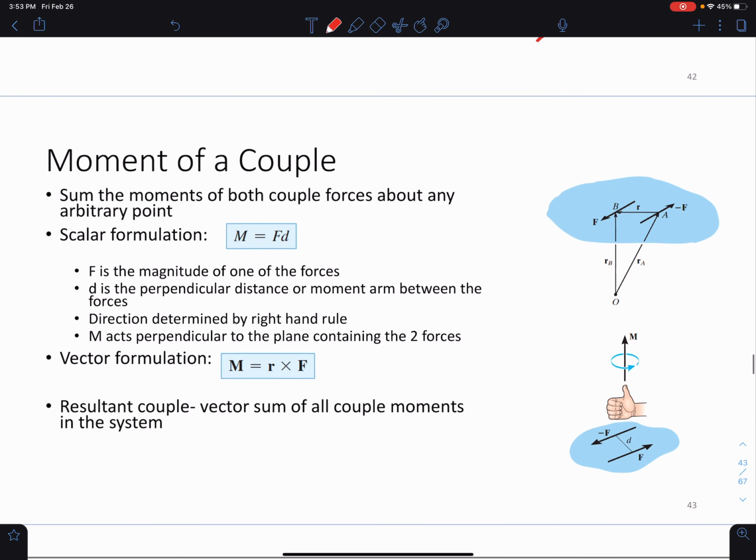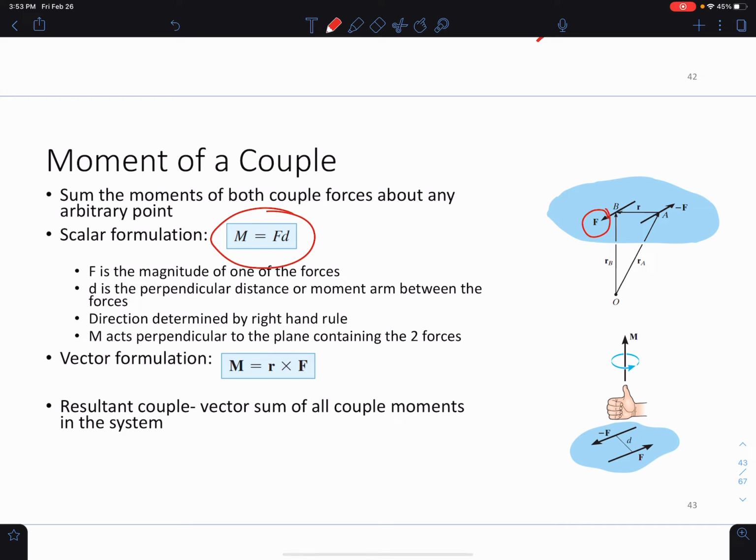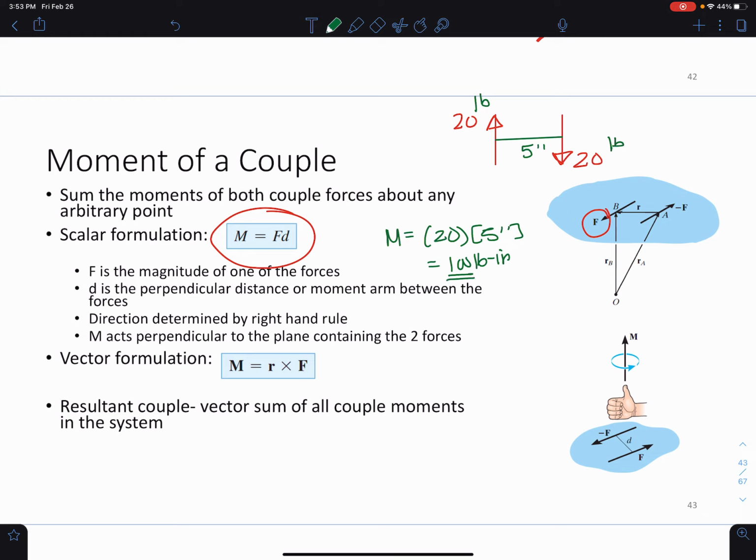How do we define the moment of a couple? It's pretty much exactly the same as before. M equals FD. But in this sense, we're never going to add the forces. You just take the direct magnitude of the force. So if you have a couple going in this direction, that's 20. A couple going in this direction, that's 20. And we have a moment arm between them that is 5 feet, let's say. It's pretty big, let's say 5 inches. Then we would have moment is equal to 20 times 5 inches, and that's pretty much it. Okay, you're only going to take one of those forces because those forces act in conjunction with each other.